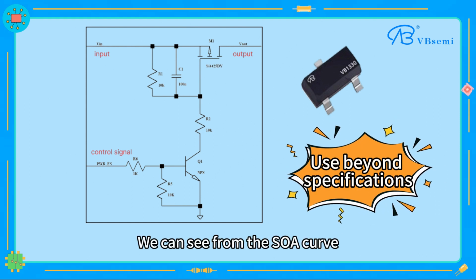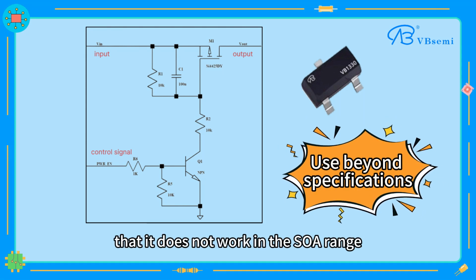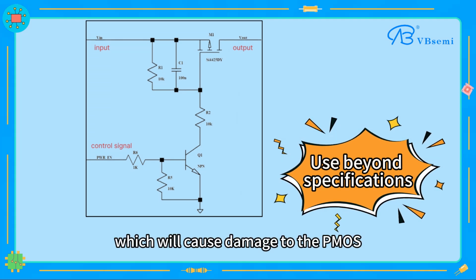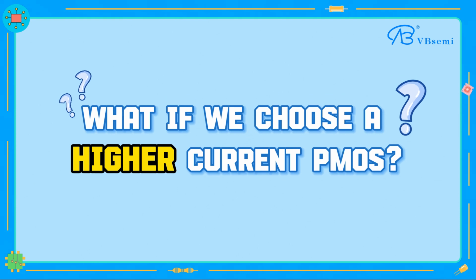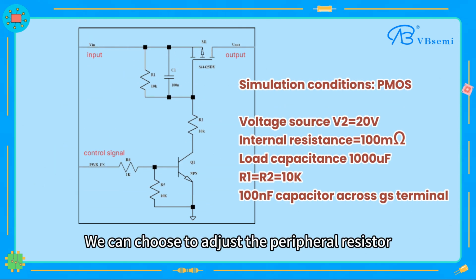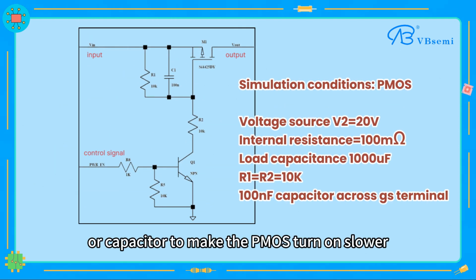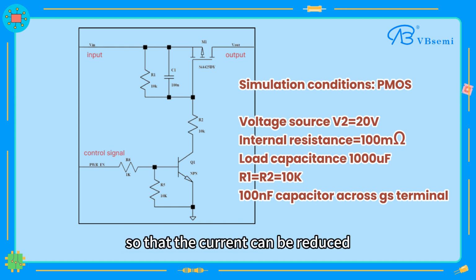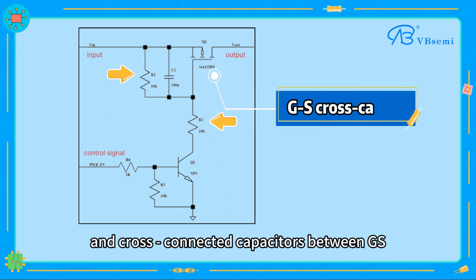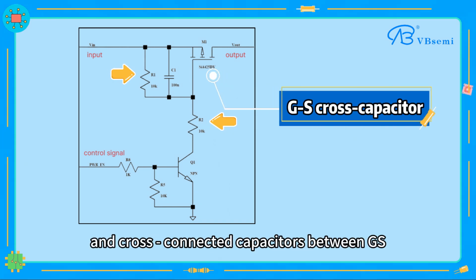We can see from the SOA curve that it does not work in the SOA range, which will cause damage to the PMOS. What if we choose a higher current PMOS? Of course you can, but the cost will be higher. We can choose to adjust the peripheral resistor or capacitor to make the PMOS turn on slower, so that the current can be reduced. For example, adjust R1, R2, and cross-connected capacitors between GS.